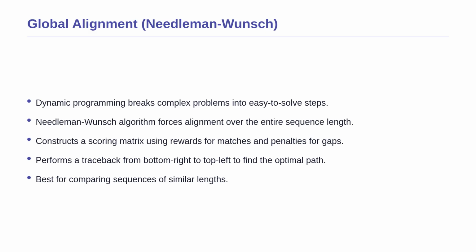Global alignment forces the computer to align the entire length of both sequences, from the first letter to the last. It builds a scoring matrix by evaluating rewards for matches and penalties for mismatches and gaps at every position. Finally, it traces back from the end to the beginning to reconstruct the mathematically perfect path. This is crucial when comparing sequences of similar lengths.